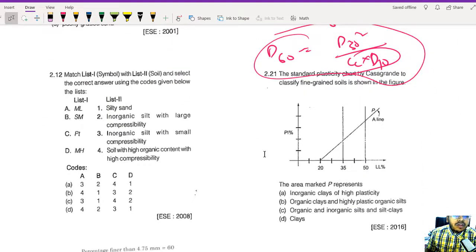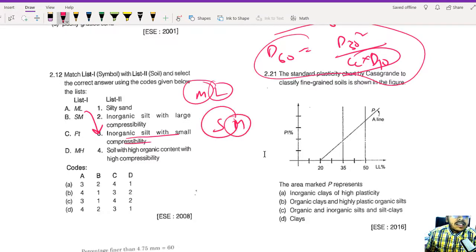So just match the following with these terms. You already know what ML means? Low compressible silt. So low compressible, small compressibility, silt. Inorganic silt with small compressibility. Yeah, it is correct. So A is 3. Yes, M. So silty sand. Yes, M means silty sand. So always pronounce this one first and then pronounce this one.